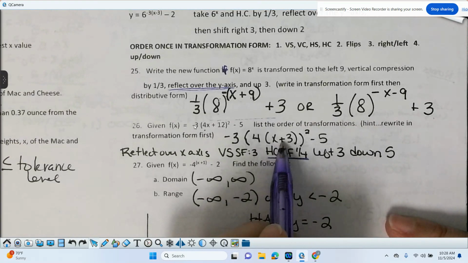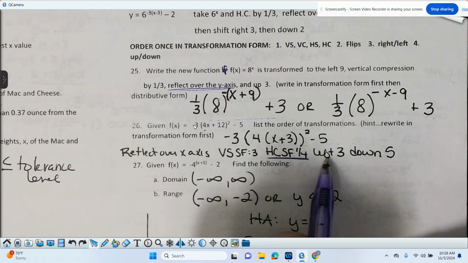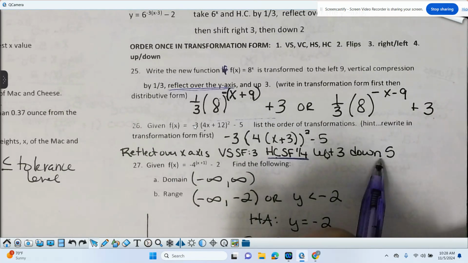Wacky world of x, I see a plus, so that's actually going to move me left 3, and then outside with a minus moves me down 5.